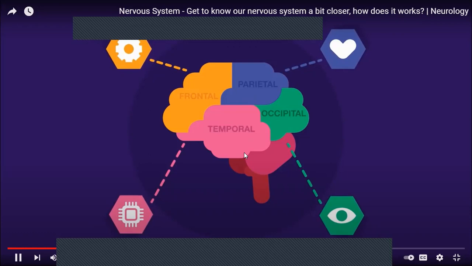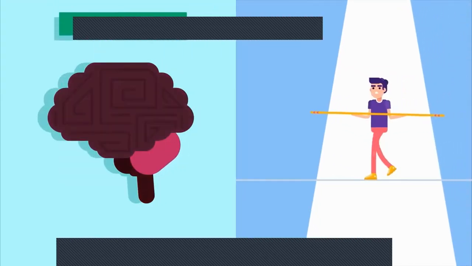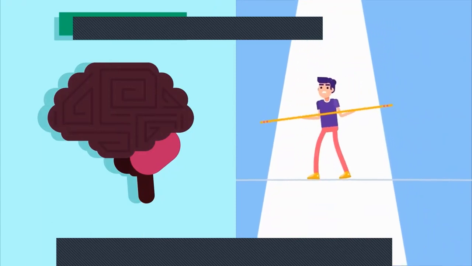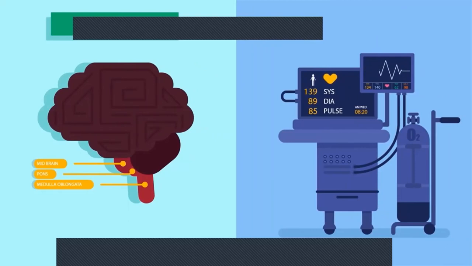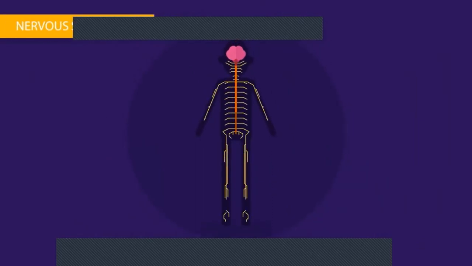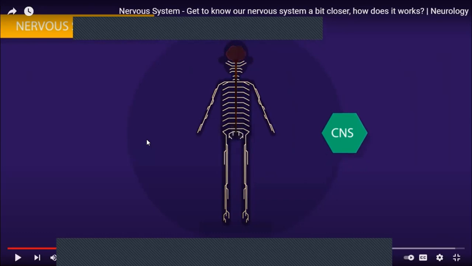Each lobe performs different functions. Cerebellum is responsible for movement and coordination. It gives you sense of balance and thus prevents you from falling down. Brainstem includes midbrain, pons, and medulla oblongata. It controls your body's involuntary actions, like breathing, heart rate, and blood pressure. Brain comes under a system called nervous system. Structurally, nervous system is classified into 2 types: central nervous system, CNS, and peripheral nervous.